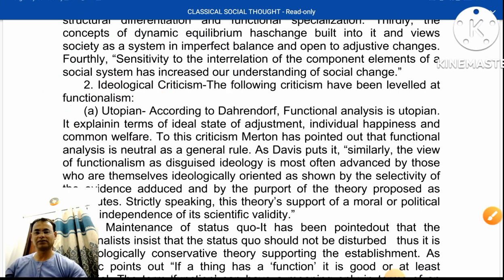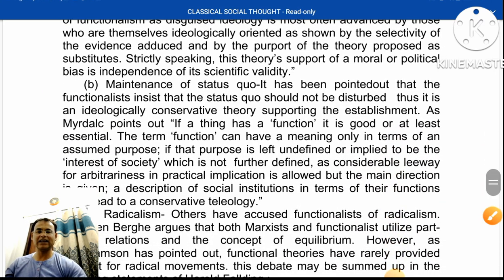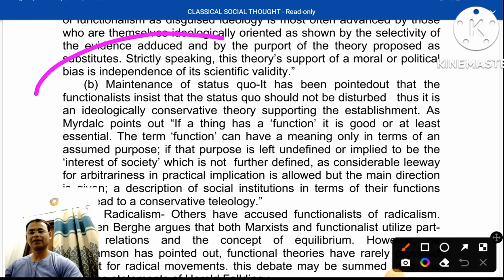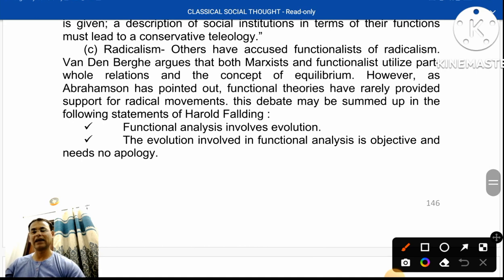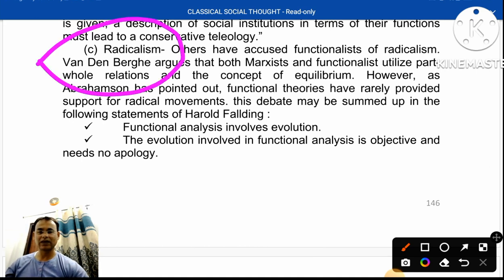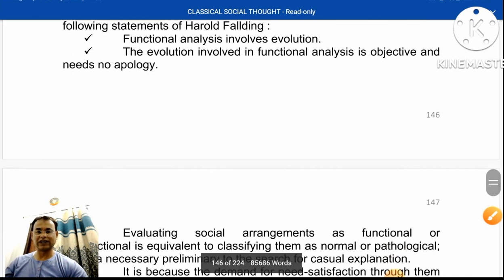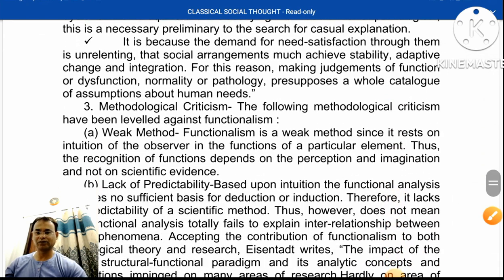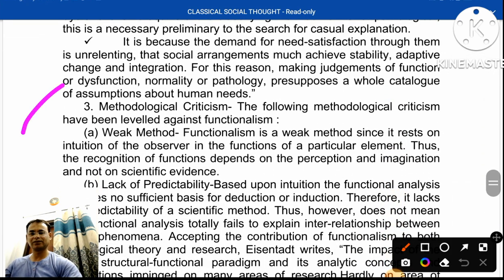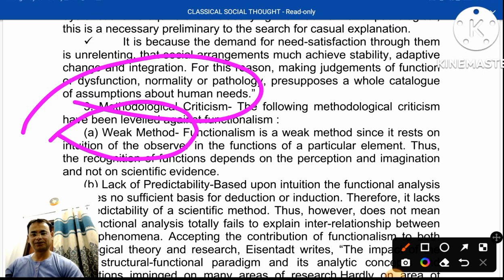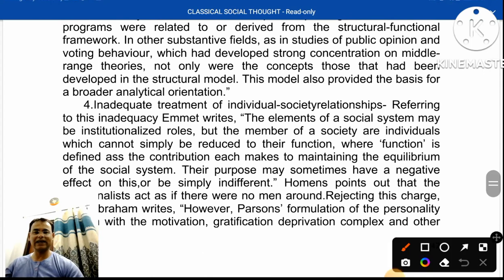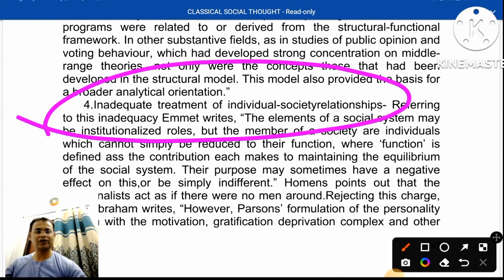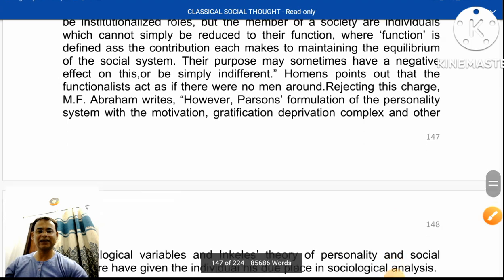Utopian, maintenance of the status quo. These are the dysfunctions, radicalism. So these are the critics. Methodological criticism: weak method, lack of predictability in functionalism, inadequate treatment of individual socio-relationship.